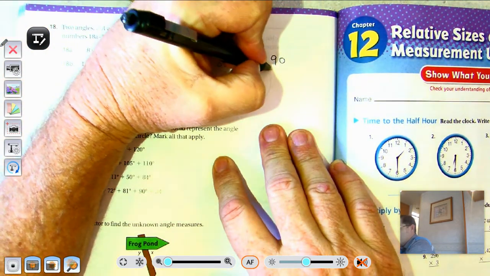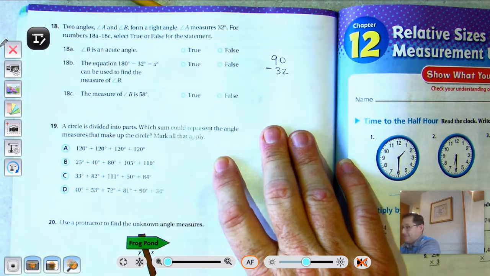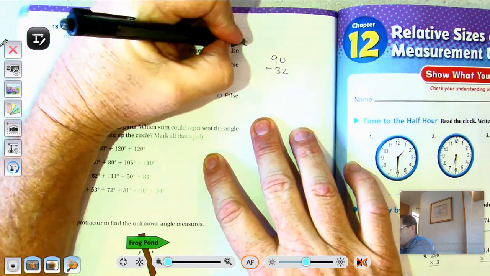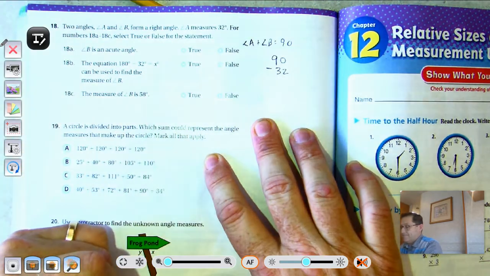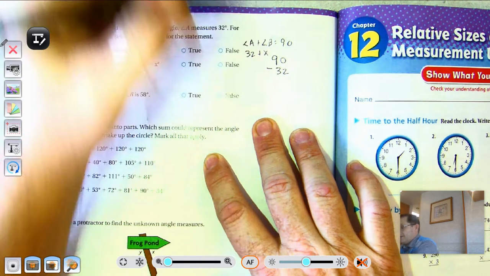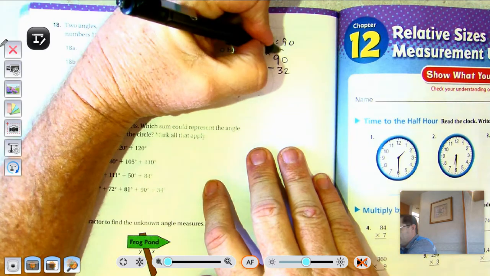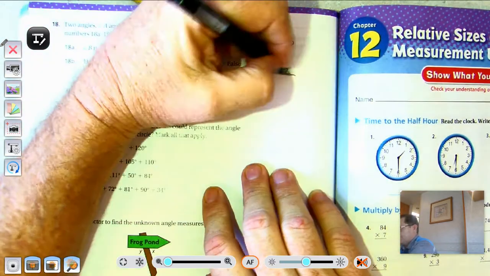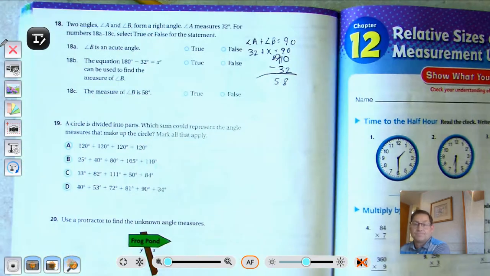90 degrees minus 32, because measure angle A plus measure angle B equals 90. A is 32. So we can call B x. 32 plus x is 90. So subtract 32. We get 58.